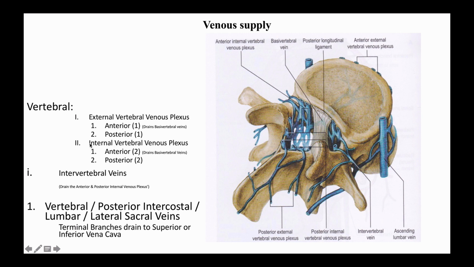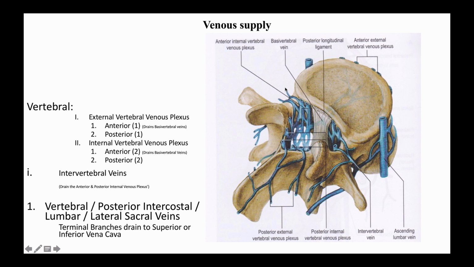The anterior internal vertebral venous plexus also drains from the basovertebral vein, and that makes sense because if our basovertebral vein is right here in the center of the vertebral body, the anterior portion of the vertebral body will drain into this anterior external plexus, while the posterior portion of the vertebral body, it really can't make this jump out here, so it's got to drain into these anterior internal vertebral venous plexus. So just remember that the anterior plexus of the internal and the anterior of the external are going to drain those basovertebral veins.